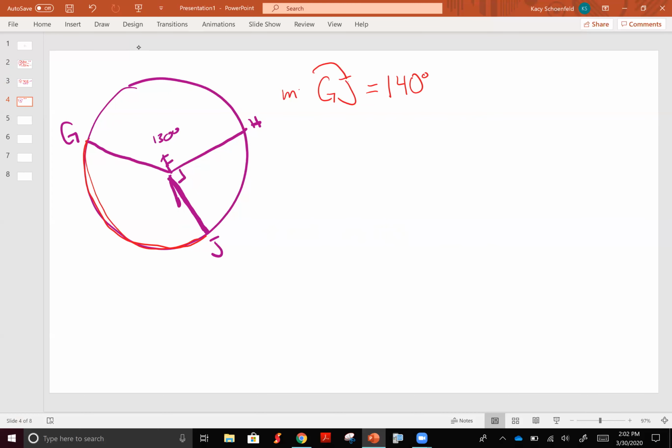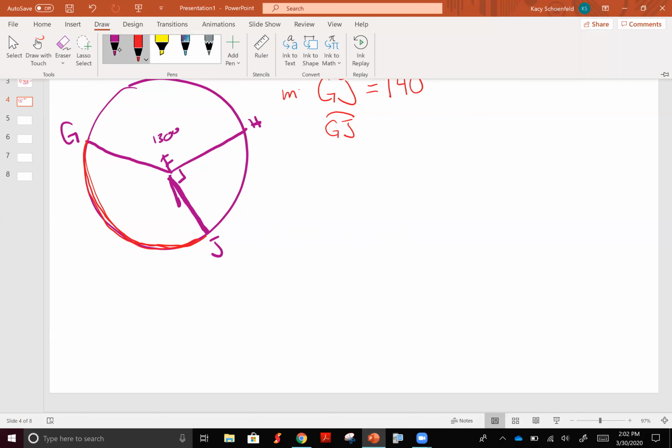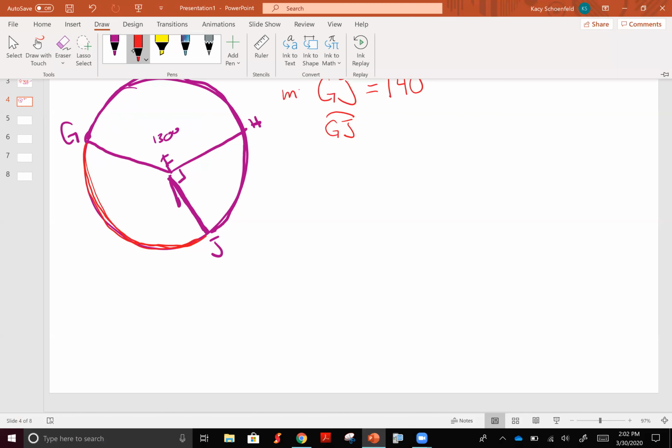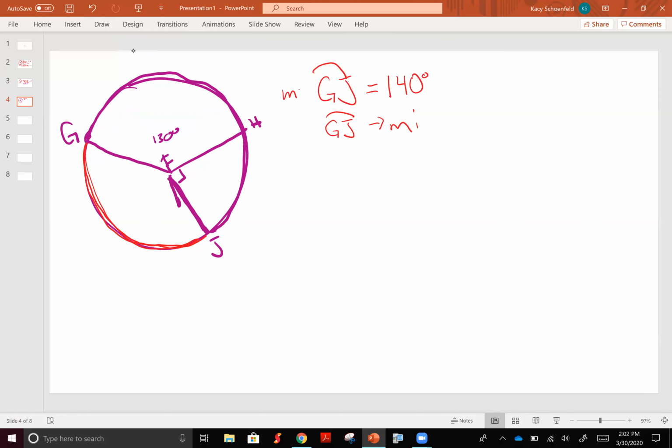Okay, so if I just said, hey, where is GJ, you would mark the smallest possible one to get here, because I want you to think about it. We could go all the way from G, around, and all the way to J like that. But that is called a major arc. The one that I usually want you to think about is a minor arc. A minor arc is the smallest possible way to get to where you need to be.